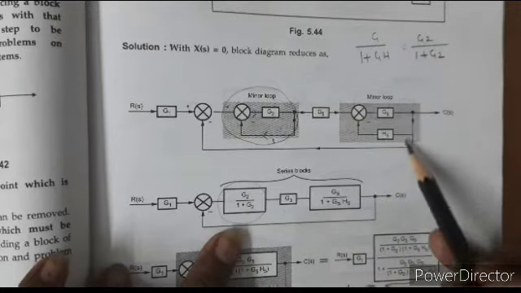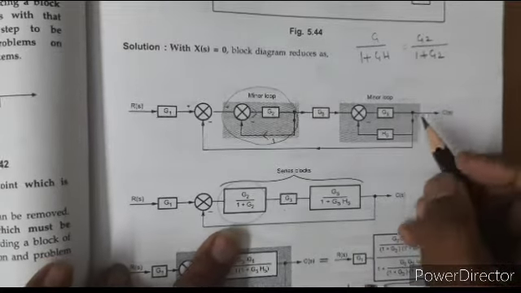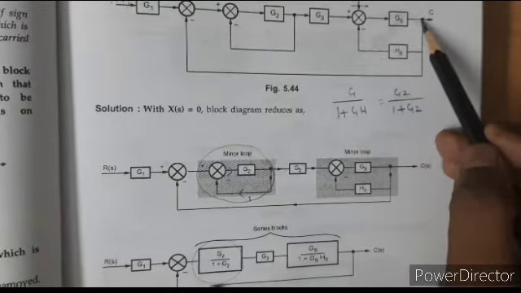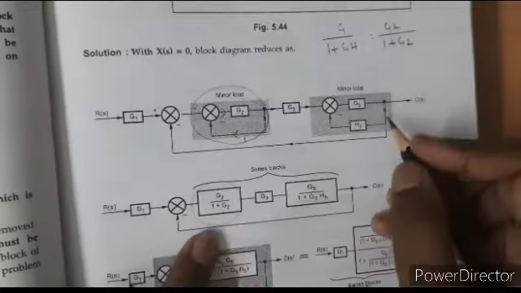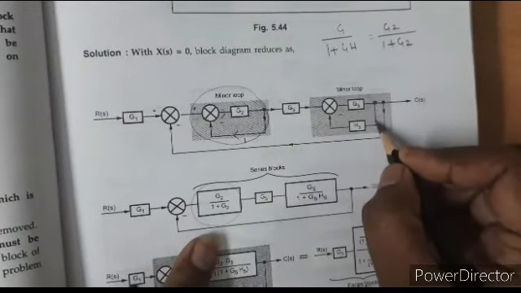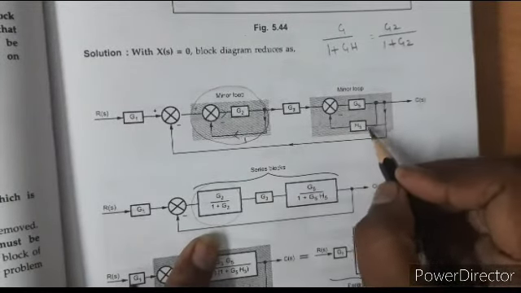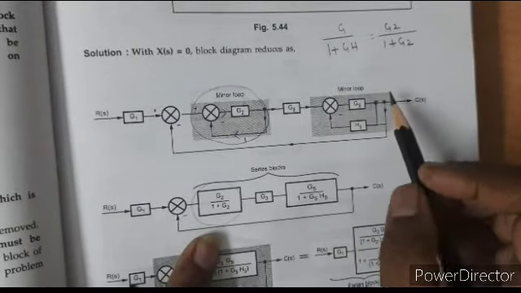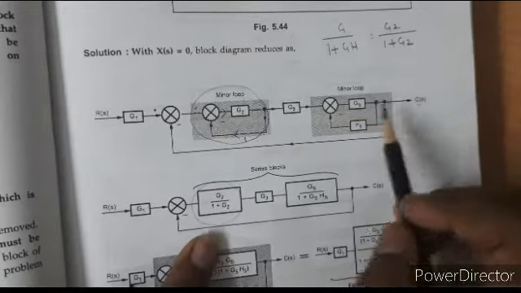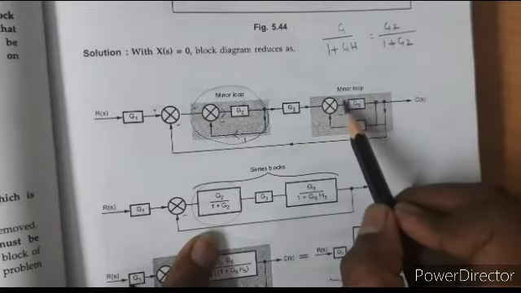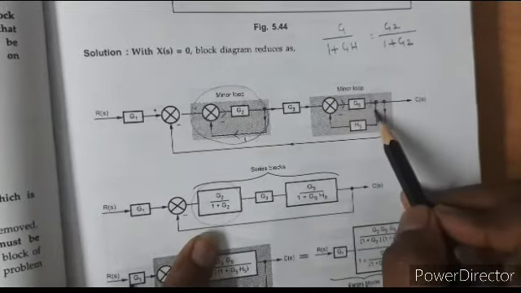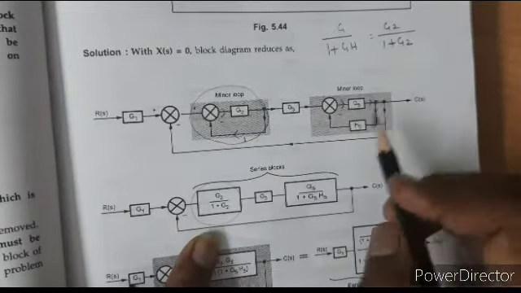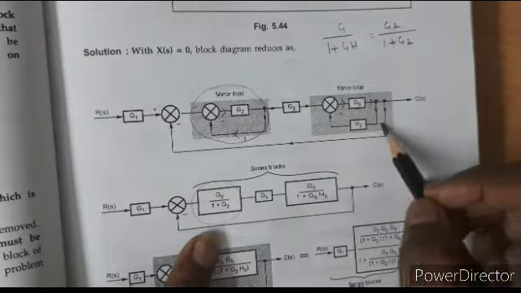Similarly, I have one more minor feedback loop here. See, in this problem G5 and H5 are connected like this. This indicates that at this point I can write it like this too. Here also it can be split, and this is called the splitting method. Then one block in the forward path, one block in the reverse path, one summing point, one takeoff point, so it will act as a minor feedback loop.